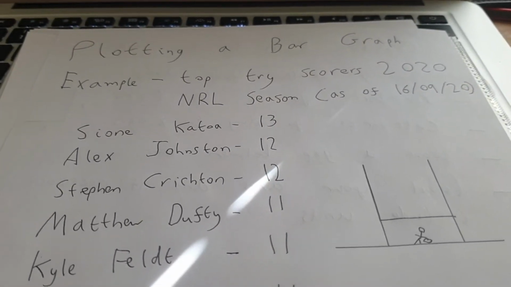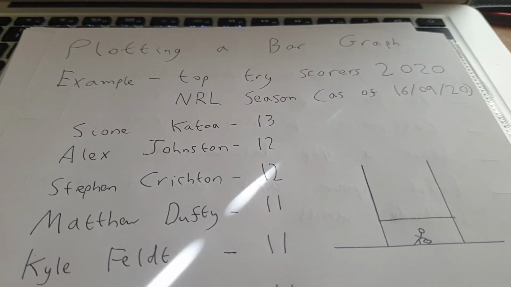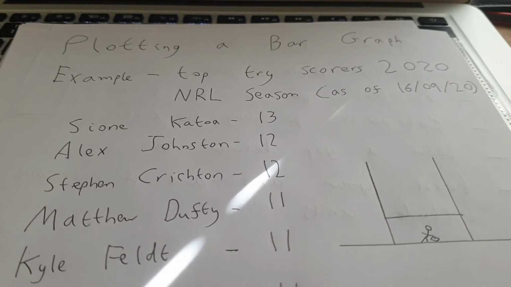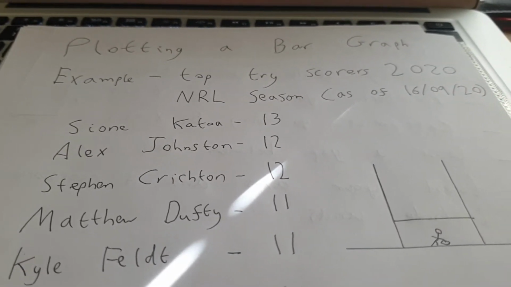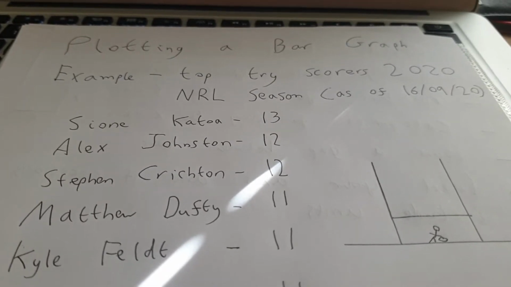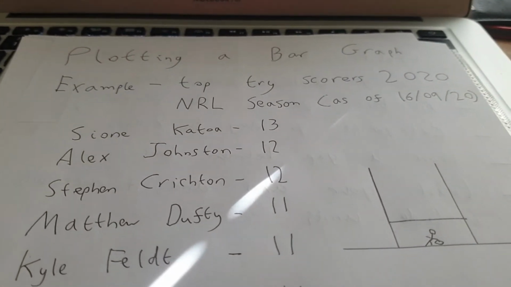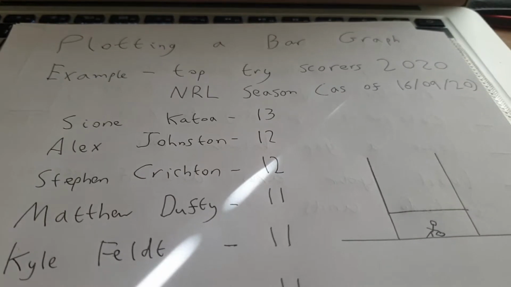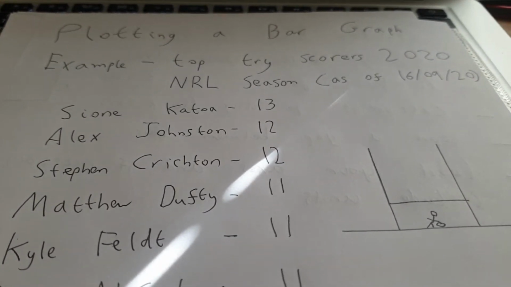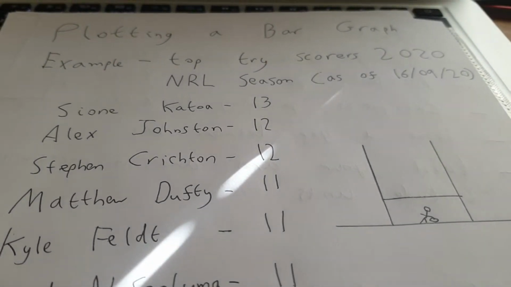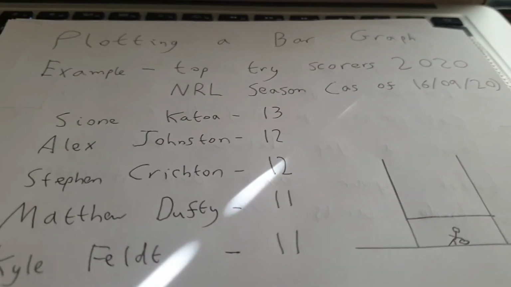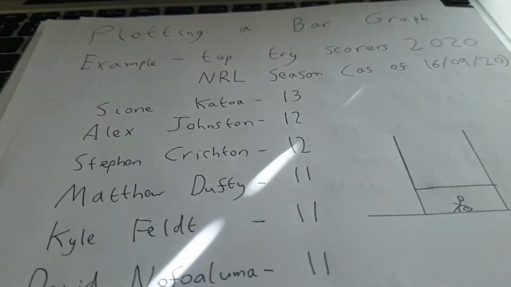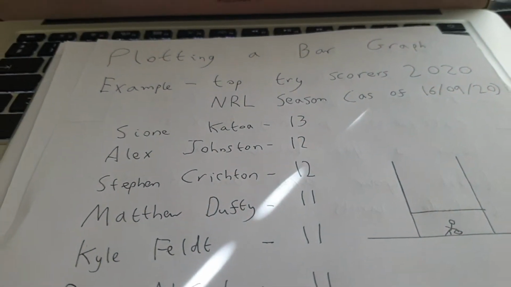Okay guys, so what we're focusing on today is plotting a bar graph, and you're going to plot a bar graph using some data about the highest goal kickers in the AFL so far in 2020. As an example, I'm going to take you through how I generated a bar graph for the top try scorers in the NRL so far in 2020, correct as of today, which is the 16th of August. I've accidentally put 16th of September there, but 16th of August is what I meant.